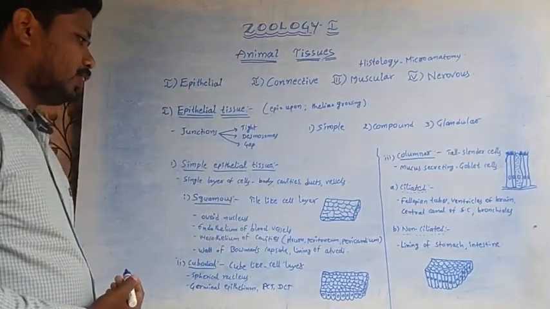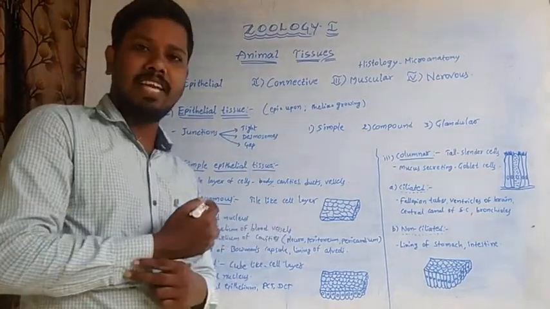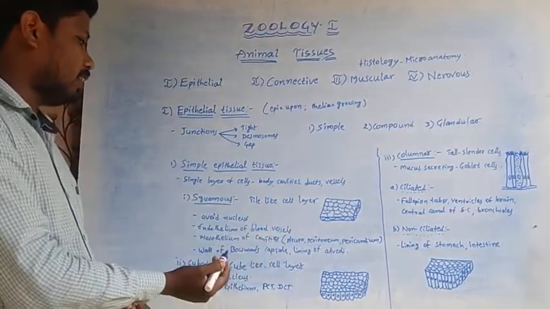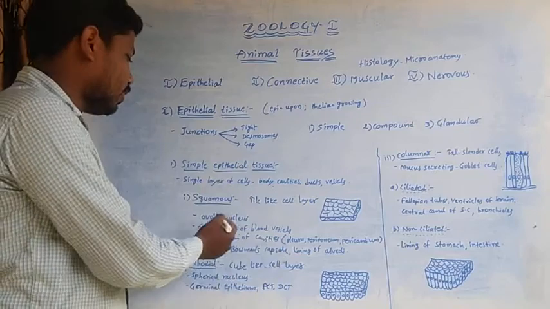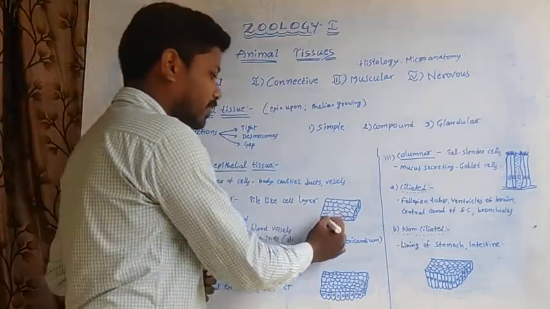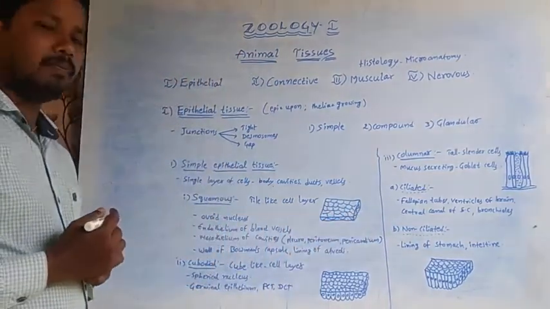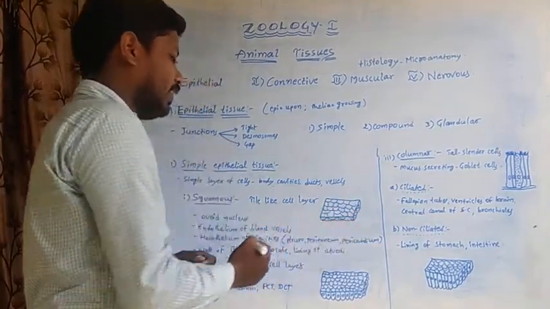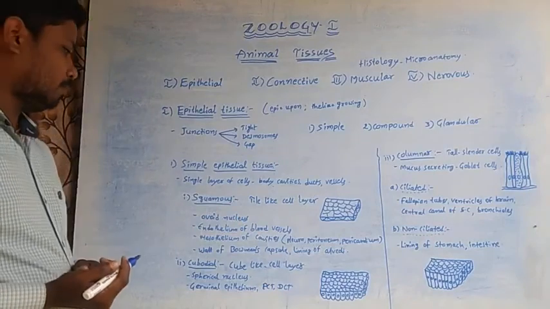Squamous epithelial tissue forms a tile-like cell layer. That means tile-like cell layers are present in the simple epithelial tissue. That type of tissue is called simple squamous epithelial tissue. We can observe this diagram. Here only a single layer of cells is present in the tissue. That is called simple squamous epithelial tissue.